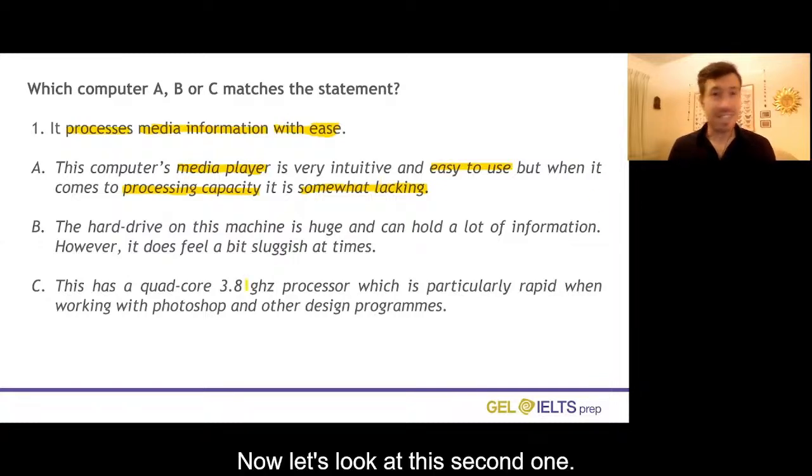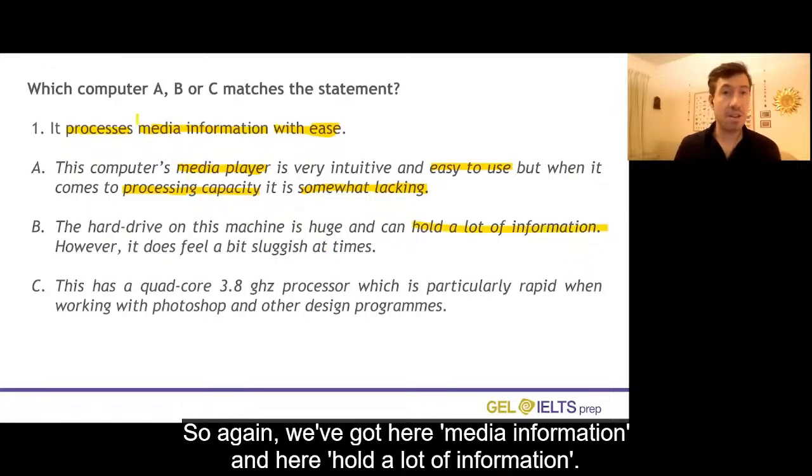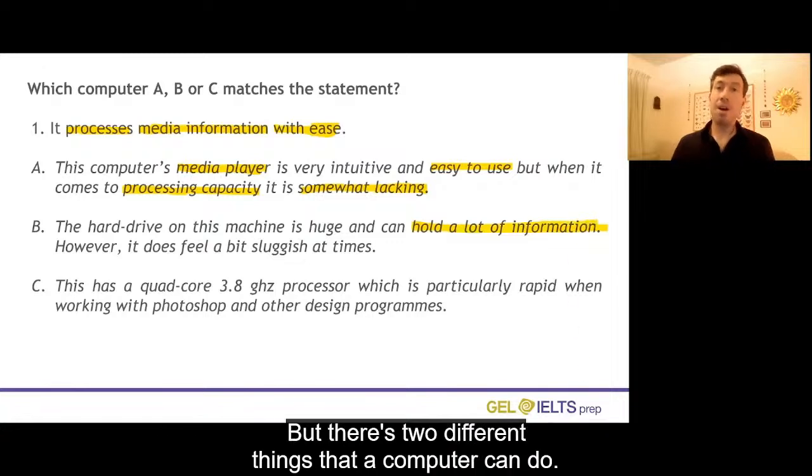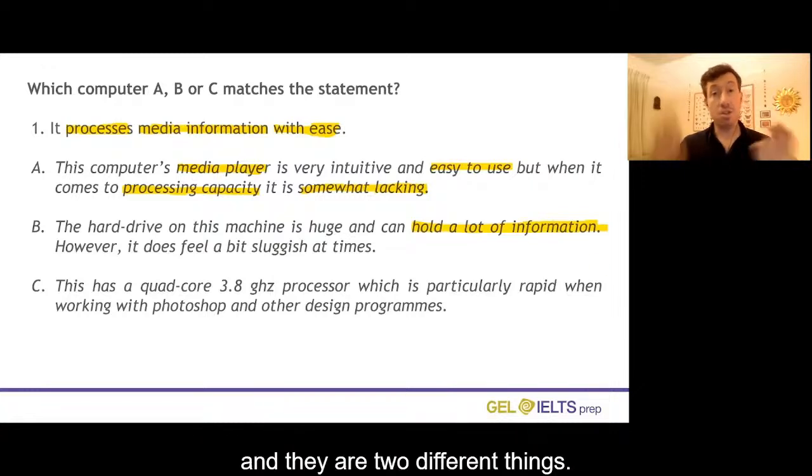Now let's look at this second one. So it says, B, the hard drive on this machine is huge and can hold a lot of information. So again, we've got here media information and here hold a lot of information. But there's two different things that a computer can do. One is process information and the other is hold information. And they are two different things.